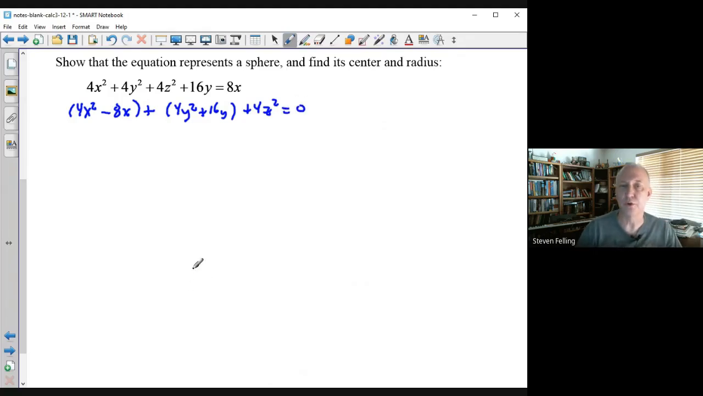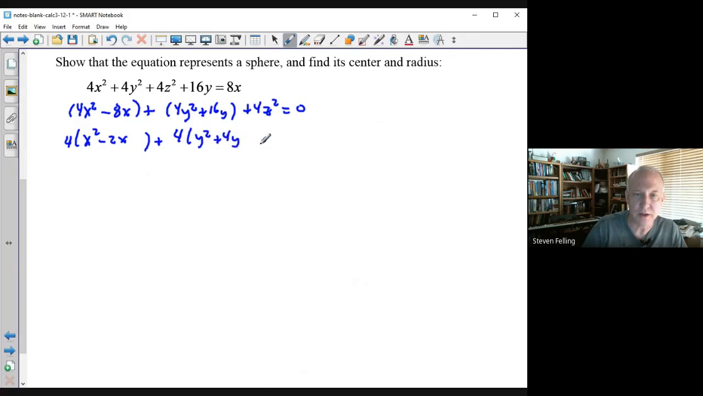So we're going to try to force this to be in the form a number times a quantity x minus something squared. So the first thing I'm going to do is I'm going to factor out the 4 that's in common. Right? So we'd have x squared minus 2x. I'm going to leave a little space there. Same thing here. I'm going to factor a 4 out here, and I'll have y squared plus 4y. Right? And then here I'll just factor a 4 out, and right now I just have z squared.